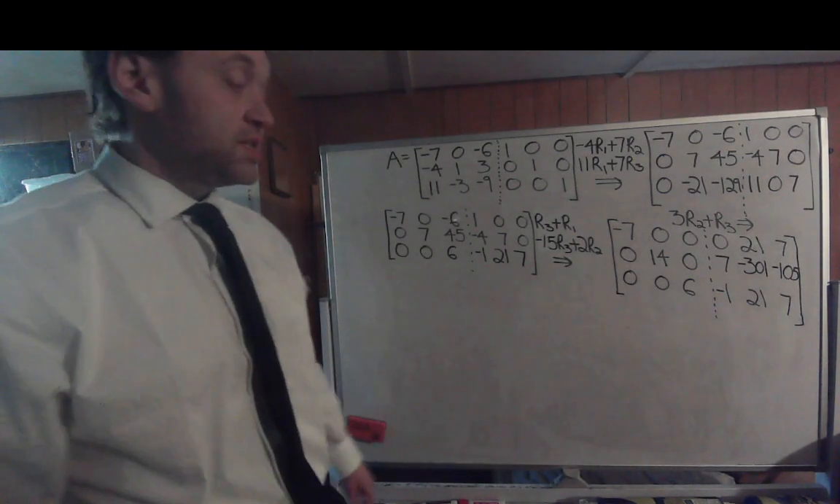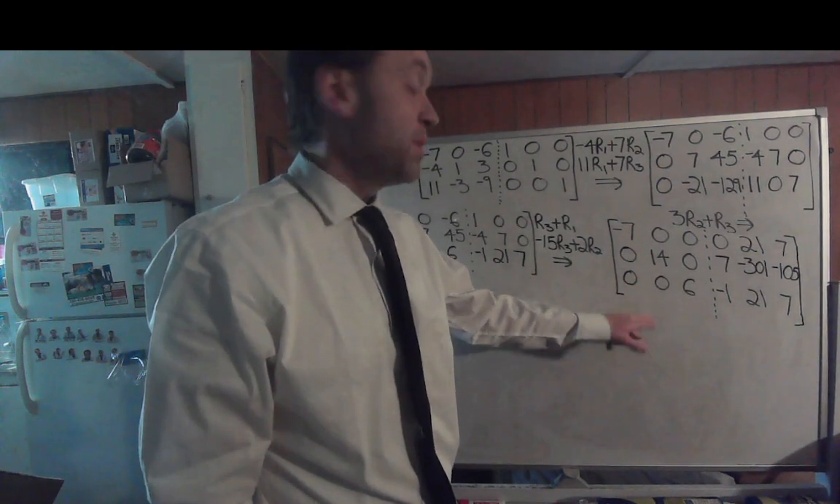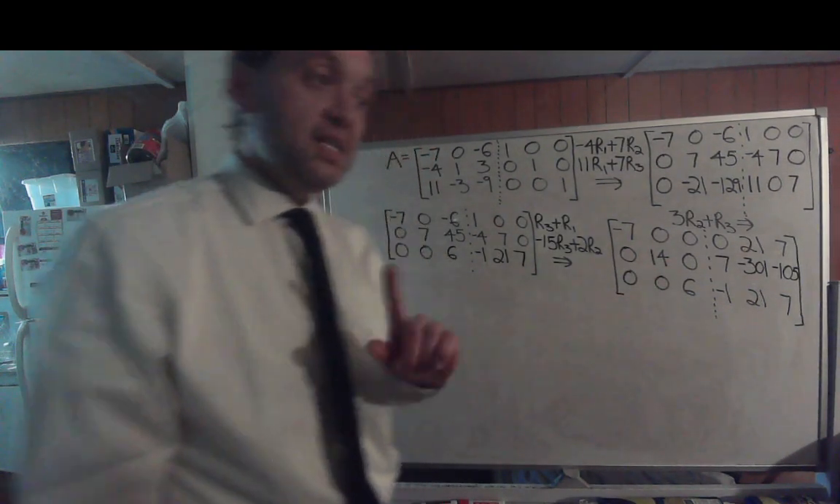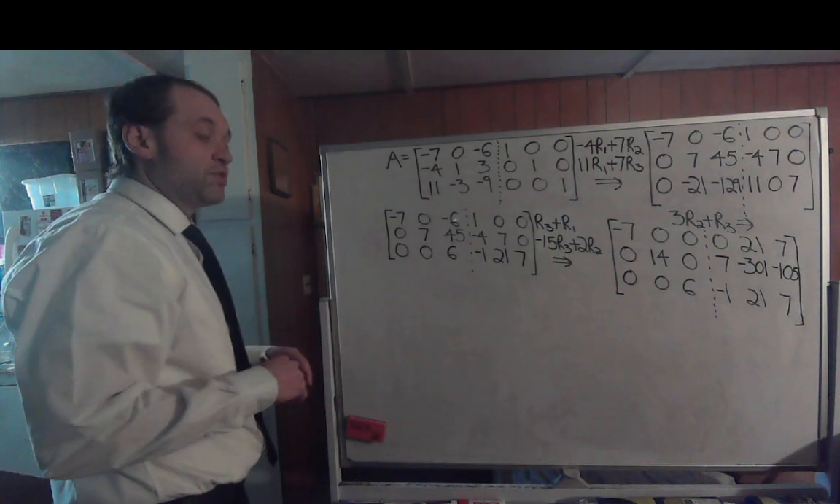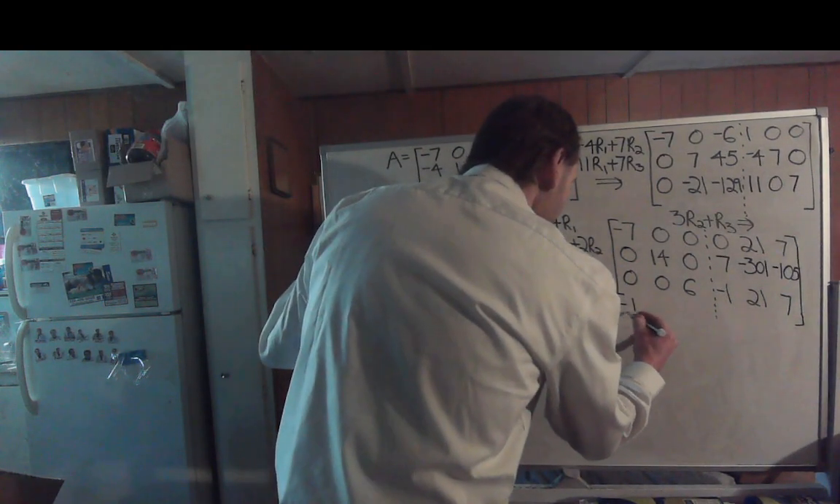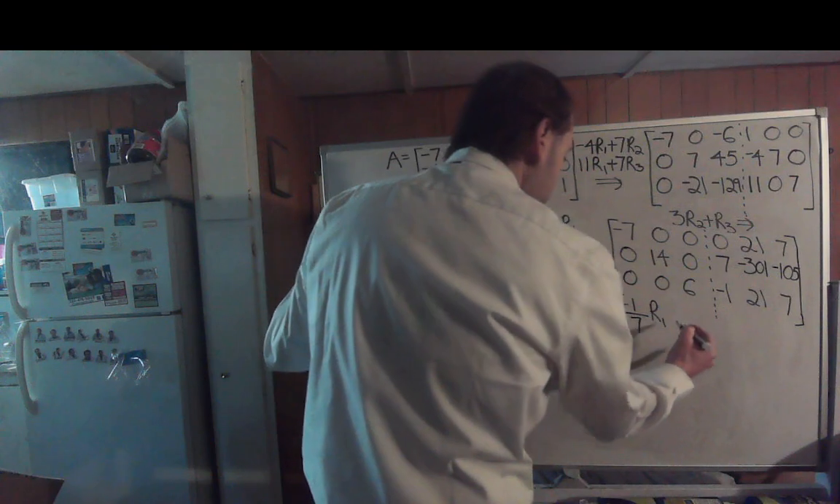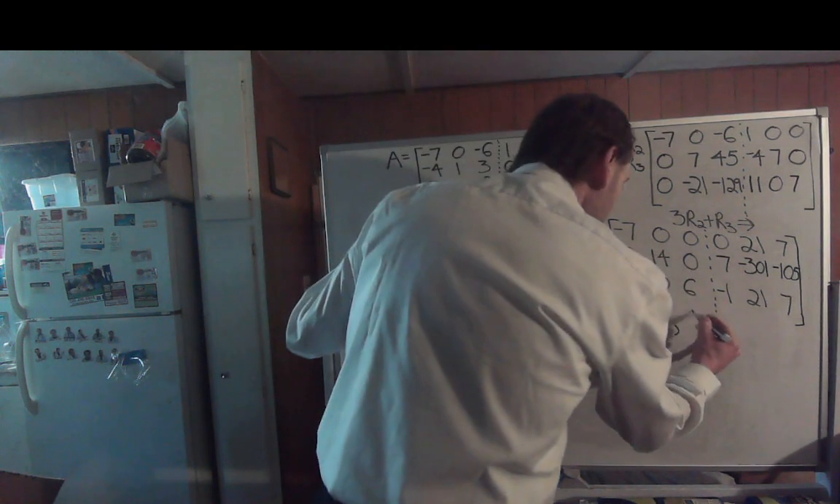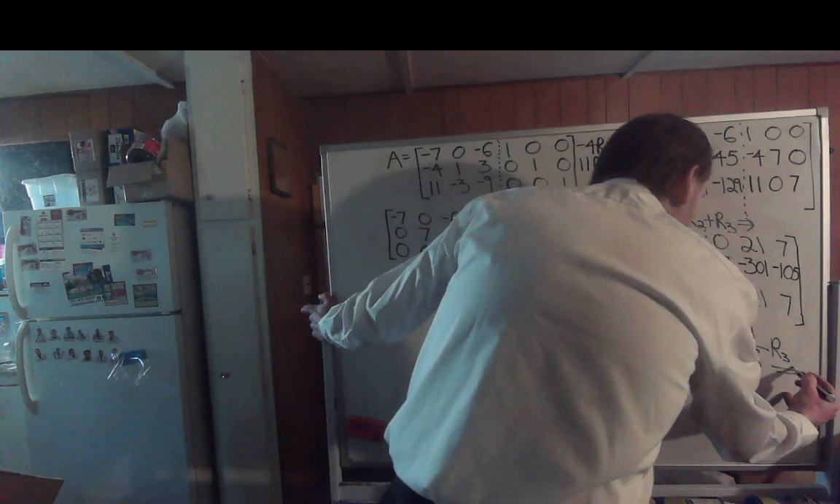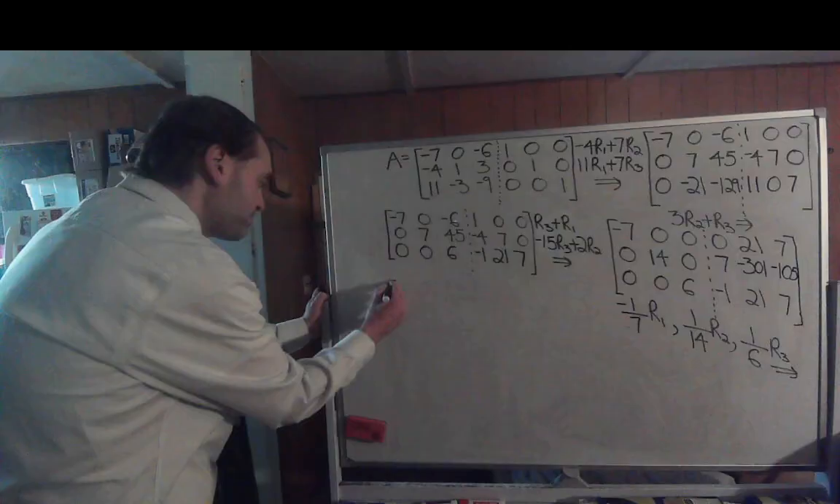Well, good news is, for each of these 3 rows, we have zeros in every place we need. The problem is the leading digit isn't 1, but that's an easy fix. We can manipulate all 3 rows easily. If we take negative 1/7 of row 1, you'll end up getting that leading digit to be a 1. If you take 1/14 of row 2, you'll get the leading digit to be a 1. And if you take 1/6 of row 3, you'll get the leading digit to be a 1. So that's actually a fairly straightforward fix.